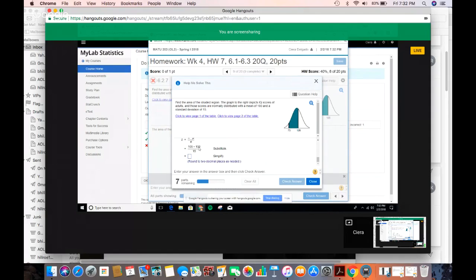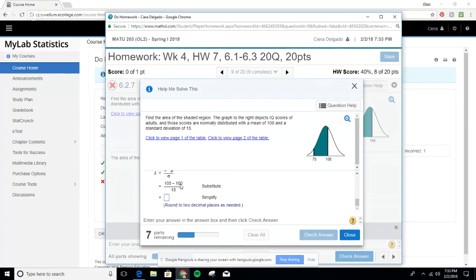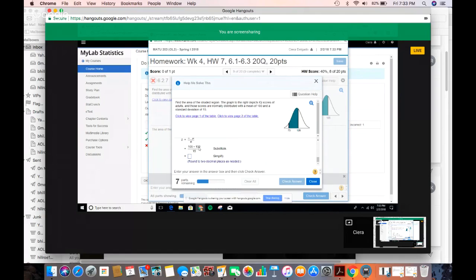Basically, 75 is the low end and 105 is the high end. On a bell curve, 75 would be the lower end, and 105 would be the higher end. So what it's saying here is 100 is our basis. That's our mean. Most people have an IQ of 100, and 15 is the standard deviation.